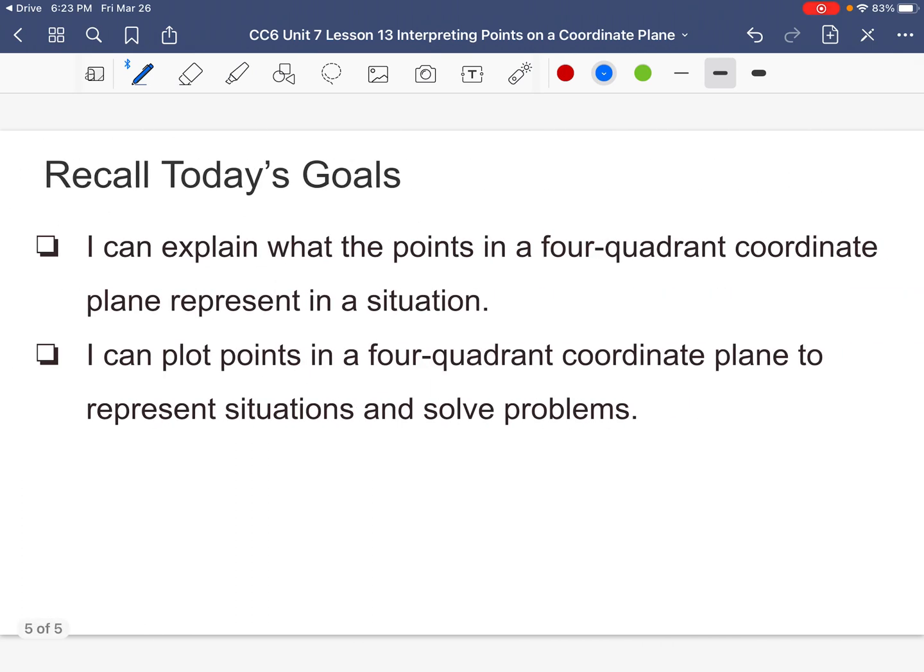So today you saw how to explain what the points on a graph represent in a situation, and you saw how to plot points to represent situations and solve problems. And that's the end of today's lesson.